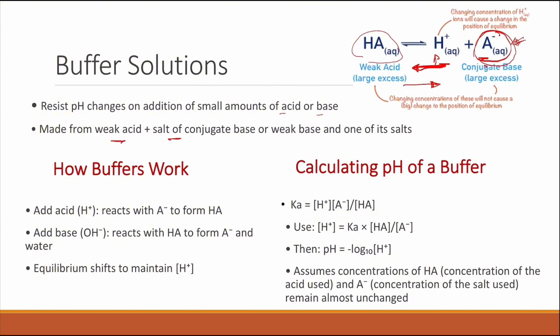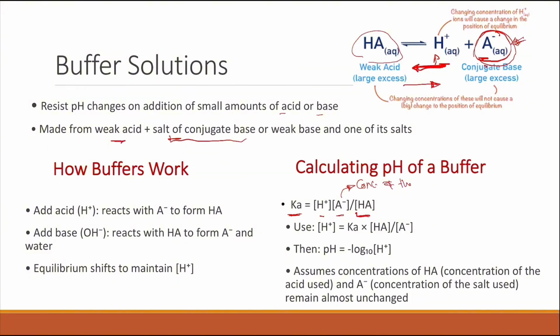So how can we calculate the pH of the buffer? Again, we're going to use the Ka value, or the dissociation constant for the acid. So Ka equals the hydrogen ion concentration times the anion concentration divided by the acid concentration. In this case, the anion concentration will be the concentration of the salt that we added, or the conjugate base that we added. So if we are using ethanoic acid with sodium ethanoate, it's going to be the concentration of the ethanoate.